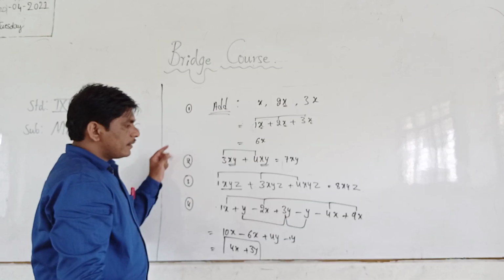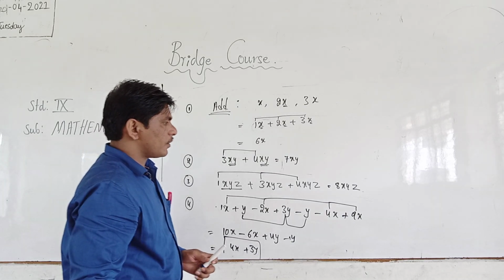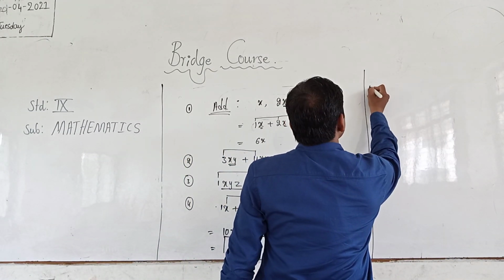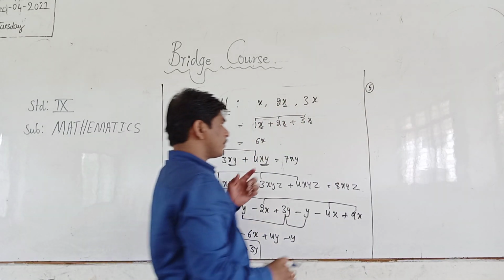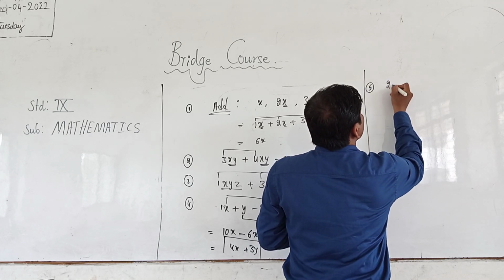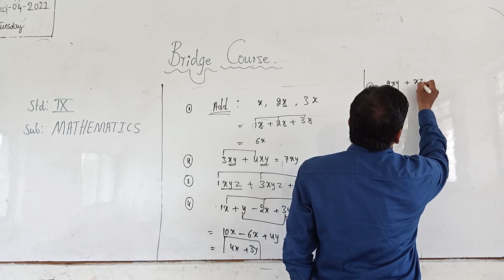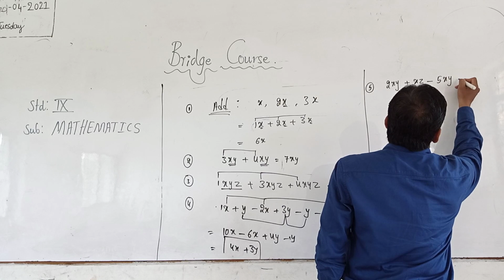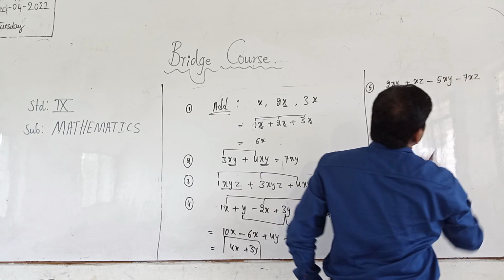Yes, there are many problems of this type. Now, one by one, the next one, the fifth example. The fifth example is 2xy plus xz minus 5xy minus 7xz.